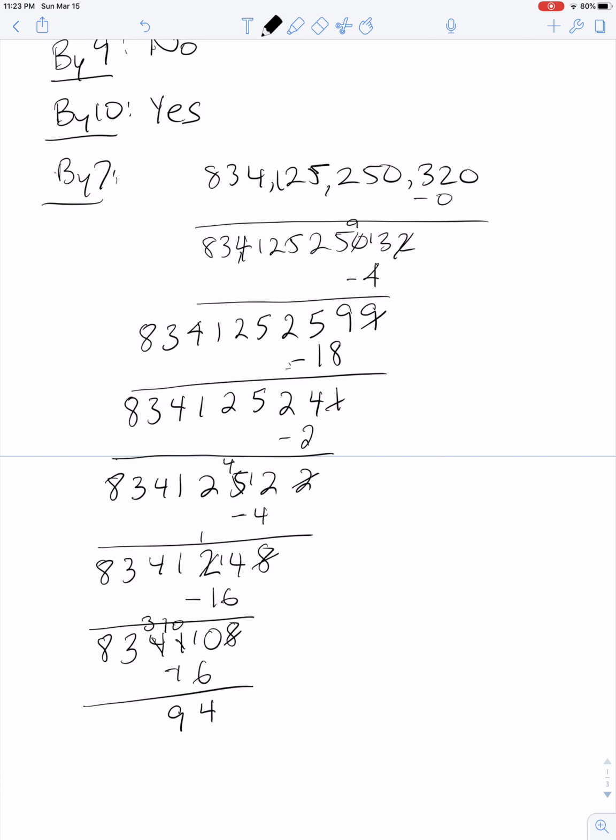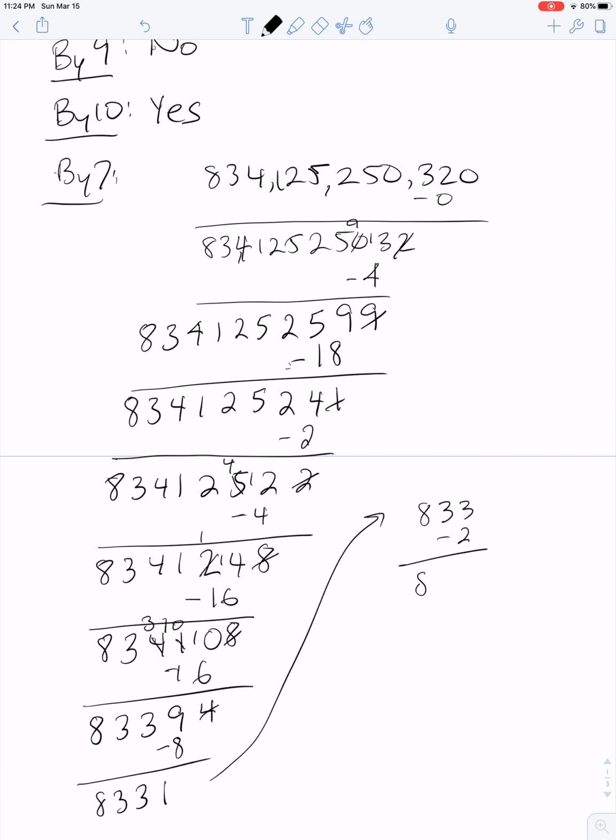Let's see, 9, 3, 3, 8. So now multiply the 4 by 2 to get 8. 8, 3, 3, 1. So now multiply the 1 by 2 to get a 2. So 8, 3, 1. Multiply the 1 by 2 to get a 2. So finally we've got 81.